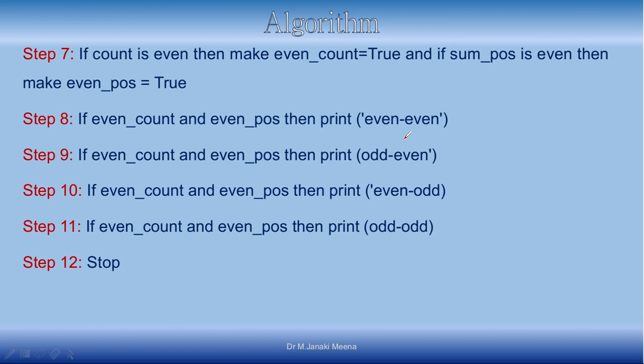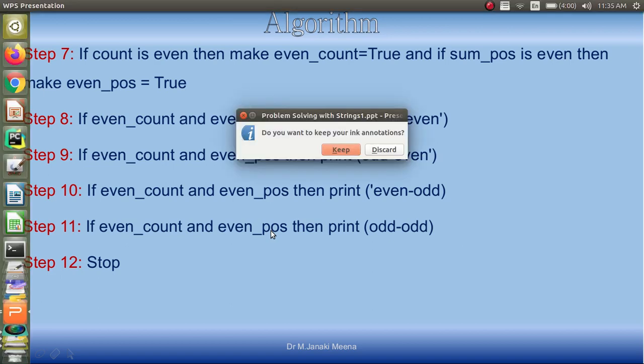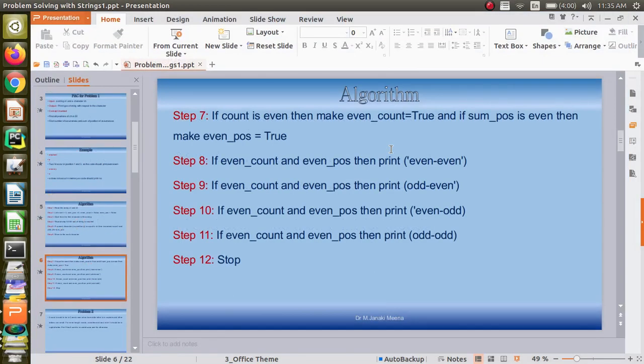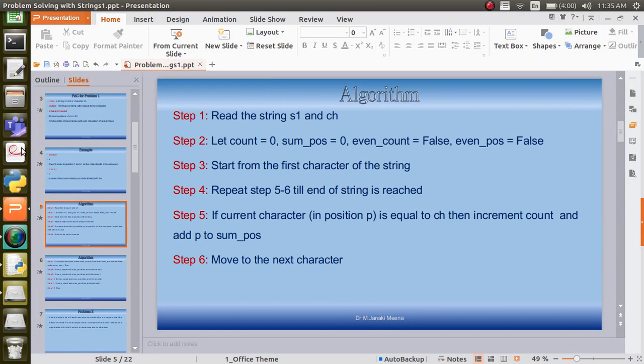If even count is odd, this should be the not of even count, I missed that, we will see it when coding. If even count is false and even position is true, then we have to print odd even, and so on. So now we will code this algorithm step by step.